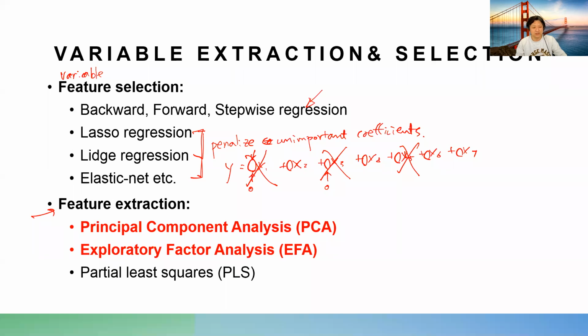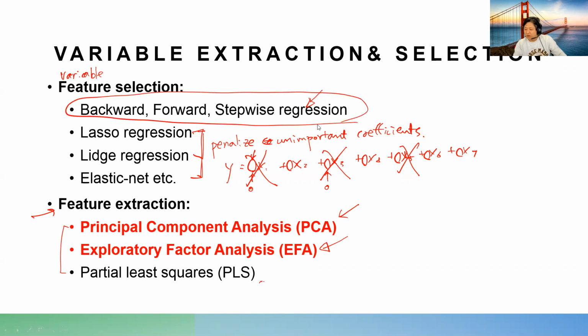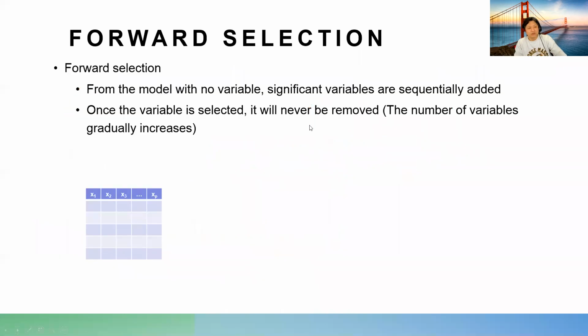Also partial least squares, that is another method. But in this course, we'll focus on principal component analysis. And then after that, we'll talk about exploratory factor analysis. Okay. So now I will briefly talk about backward, forward, and stepwise regression. Okay, this is a variable selection method.